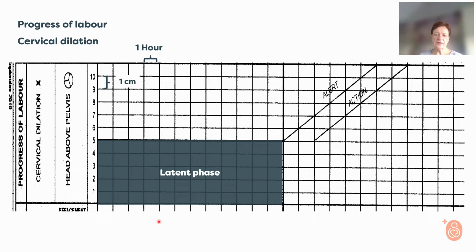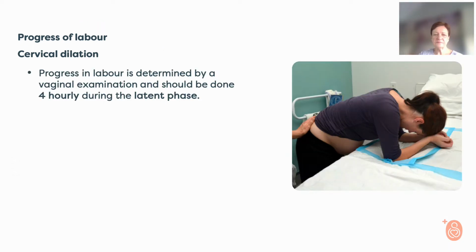Now, if we are back on the partograph, on the progress part of the partograph, we are first at the latent phase, and as we've said, the latent phase is from the beginning of the first stage of labor till when the cervix is 5 centimeters dilated, and 12 hours is allowed for it. During the latent phase of labor, we are supposed to do a vaginal examination 4-hourly to determine the progress of labor.